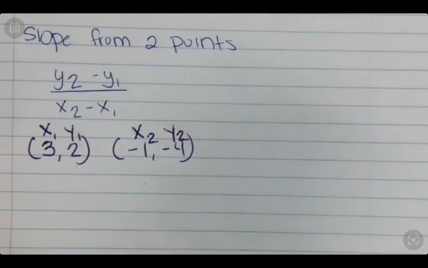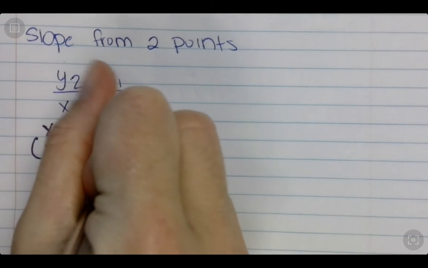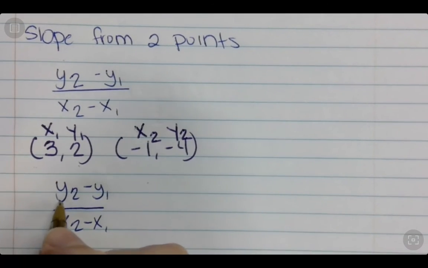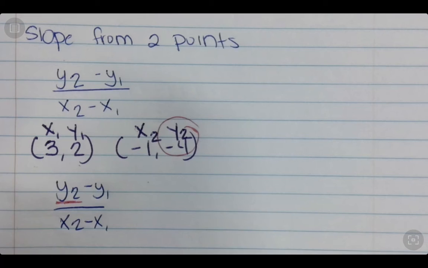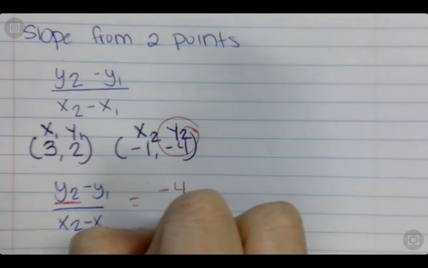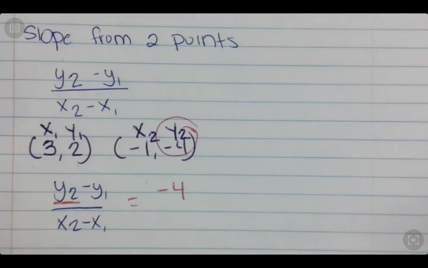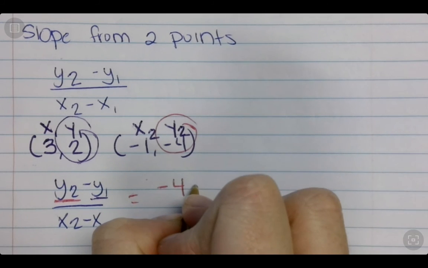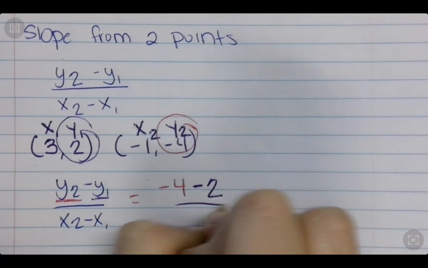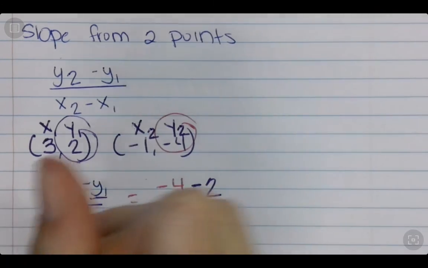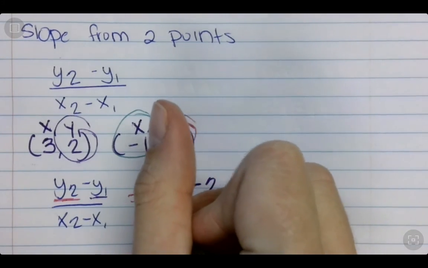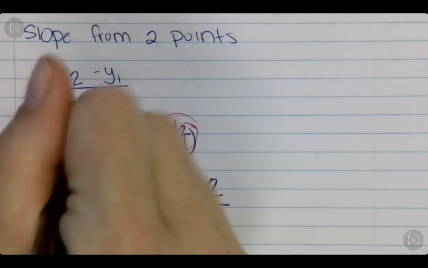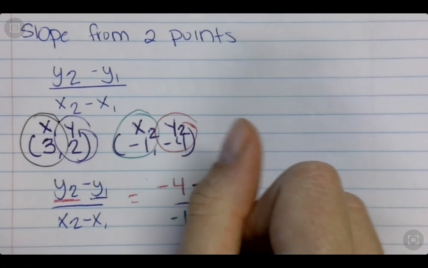All right. So again, I'm going to write it as y2 minus y1 over x2 minus x1. In place of y2, I'm going to put what y2 is, which is -4. In place of y1, I'm going to put what y1 is, which is 2. So I'm going to put -2. On the bottom, I'm going to put x2, which is -1, and x1, which is 3. So I'm going to put -3.